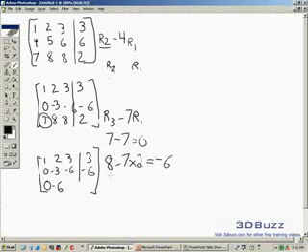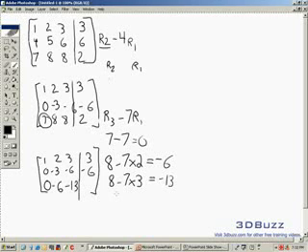And we do it again. So we have 8 minus 7 times 3 equals 21. 8 minus 21, I believe, is negative 13. I think that's right. And finally, we have 2 minus 7 times 3 equals negative 19. So, negative 19. We're getting there.